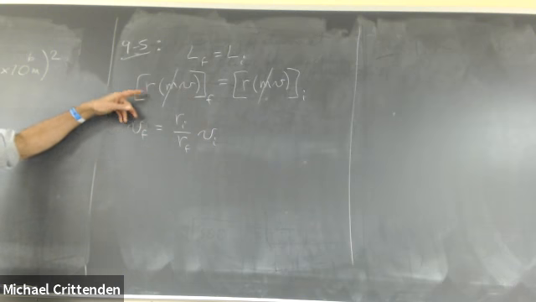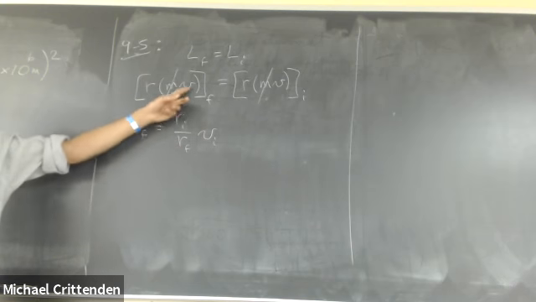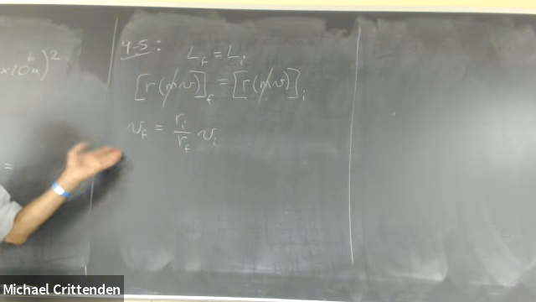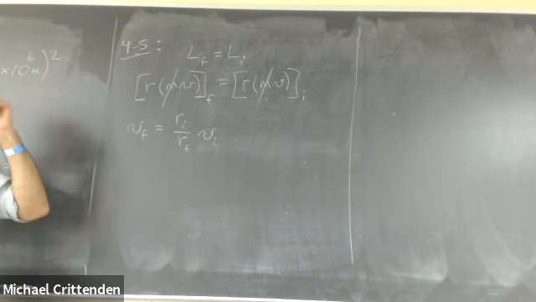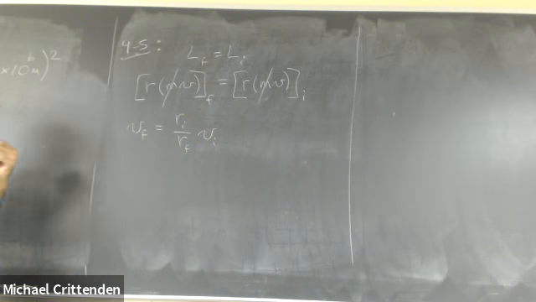I divided both sides by R final to solve it for V final. So it turns out we have just a simple inverse proportion here. There's a trade-off between the radius and the speed. Everything's to the first power, and when the radius is big, the speed is small. When the radius is small, the speed is big.